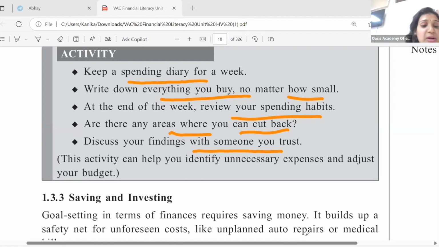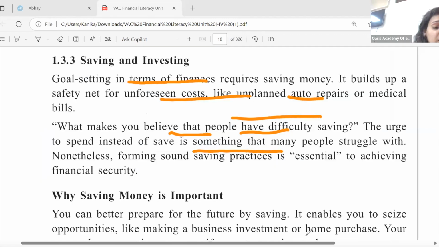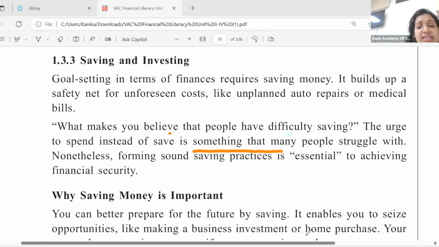Now we learn about savings and investment. Savings and investment are very important in today's world, because life, your goals and the world are uncertain, so you have to have financial savings and investments.